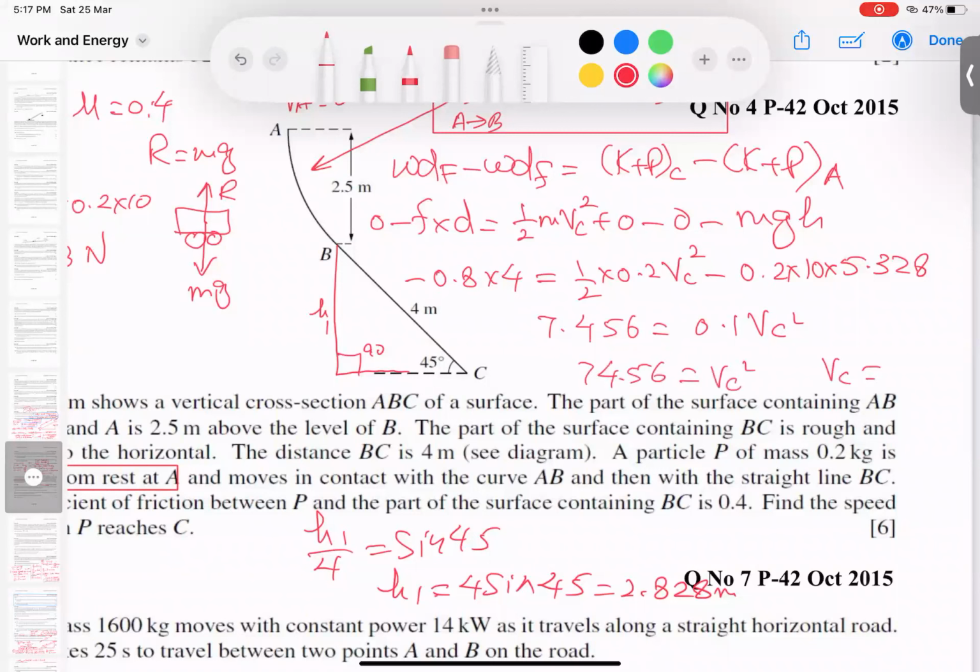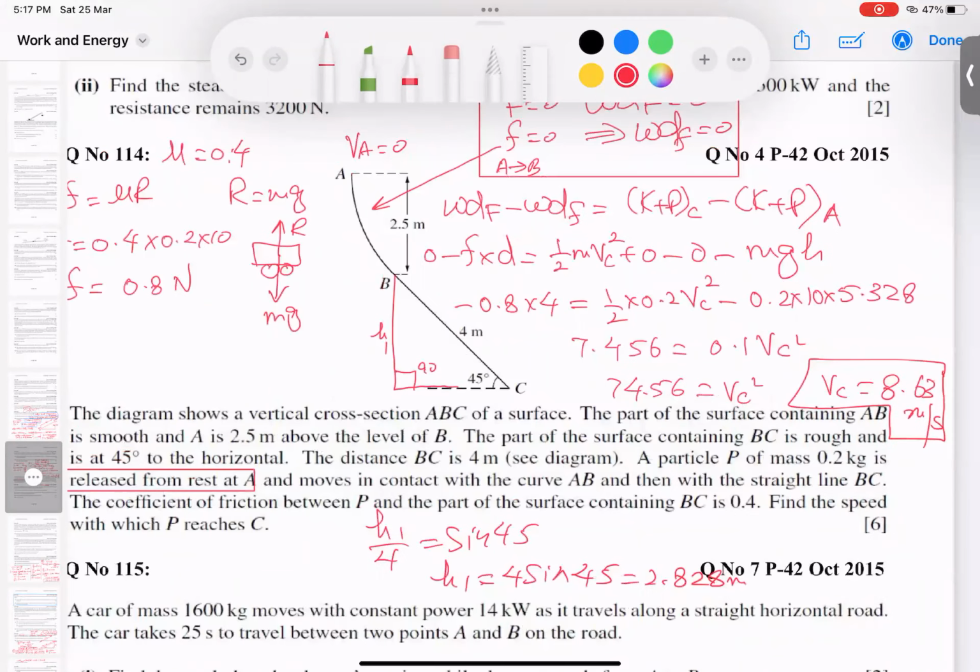And vc, take the root of this. If I take the root of this, it is coming 8.63 meter per second. And I believe the point is very clear, and the concept of the full question is clear.